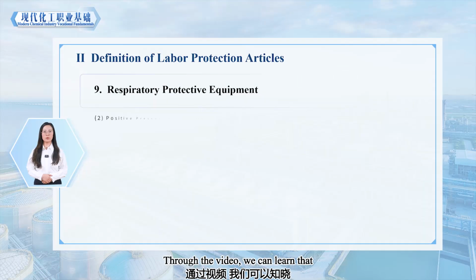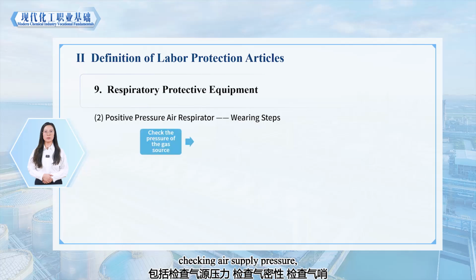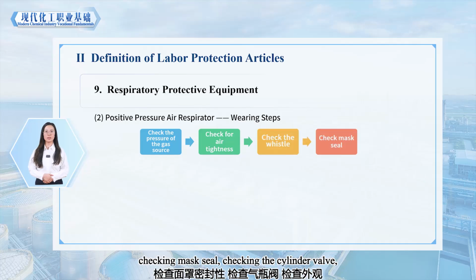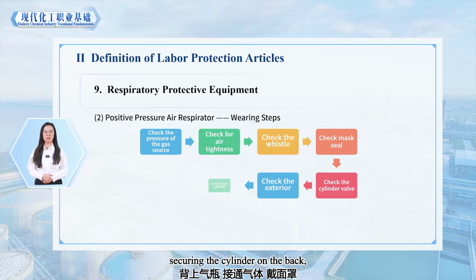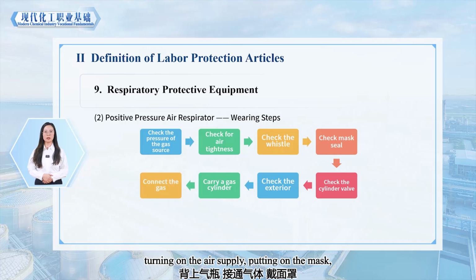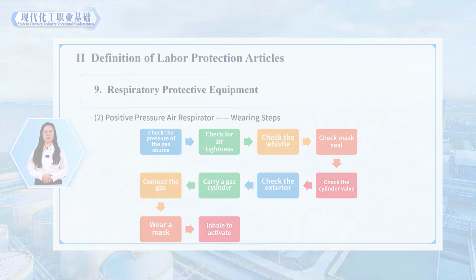Through the video, we can learn that wearing an SCBA involves 10 steps: checking air supply pressure, checking air tightness, checking the alarm whistle, checking mask seal, checking the cylinder valve, checking external appearance, securing the cylinder on the back, turning on the air supply, putting on the mask, and inhaling to activate the system.